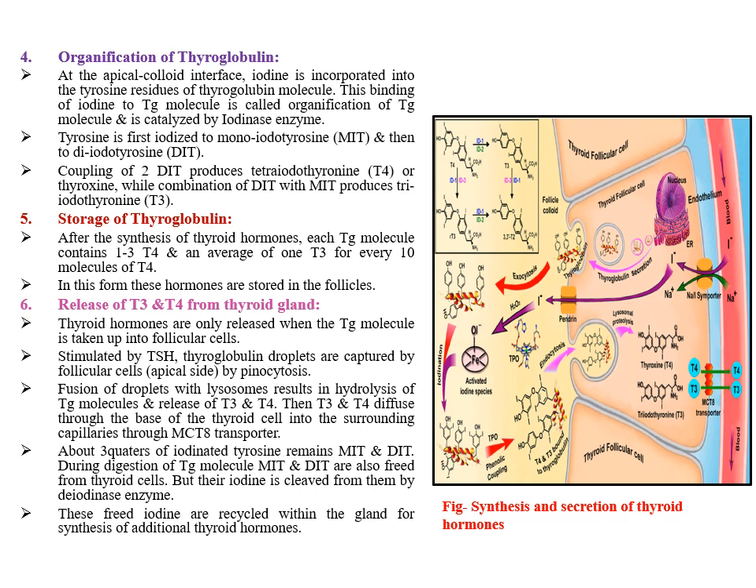Now there will be coupling of MIT and DIT. If there is a coupling of 2 DIT, it produces T4, that is tetraiodothyronine, and if there is a coupling of 1 DIT with 1 MIT, it produces triiodothyronine, that is T3. Next, the fifth step is the storage of thyroglobulin. Once this thyroglobulin molecule having T4 and T3 is formed, it gets stored in the follicles inside the colloid. Now the last step is the release of T3 and T4 from the thyroid gland.